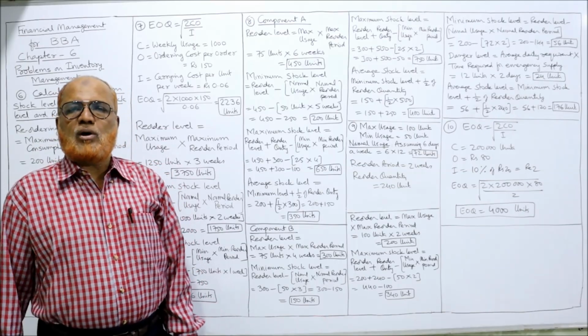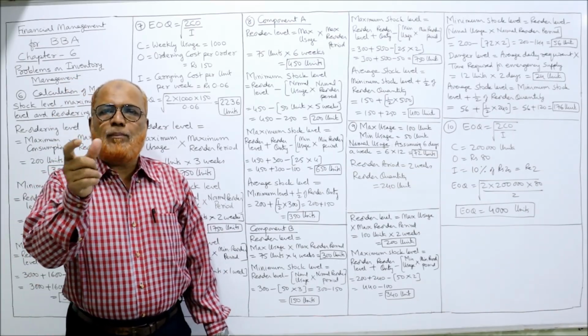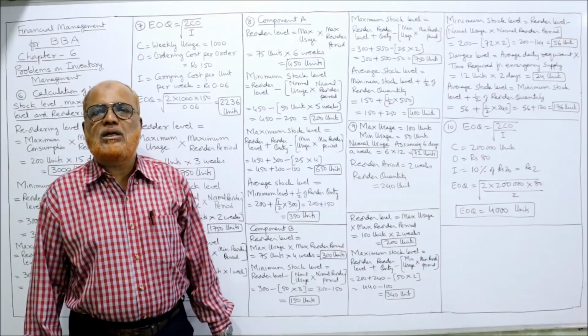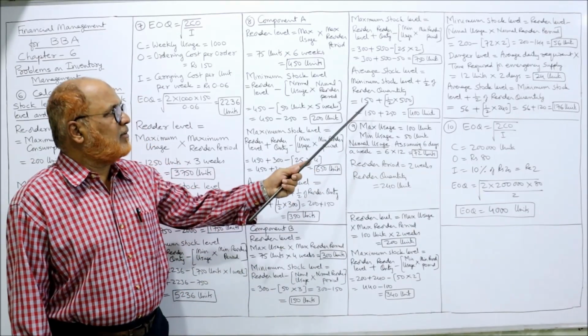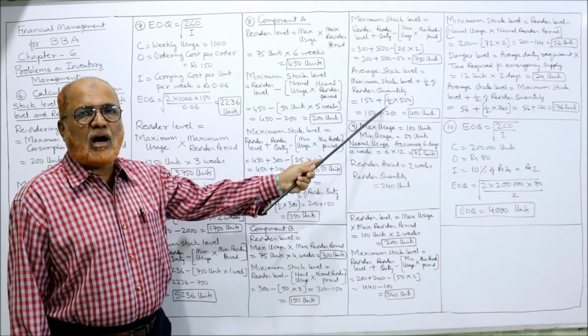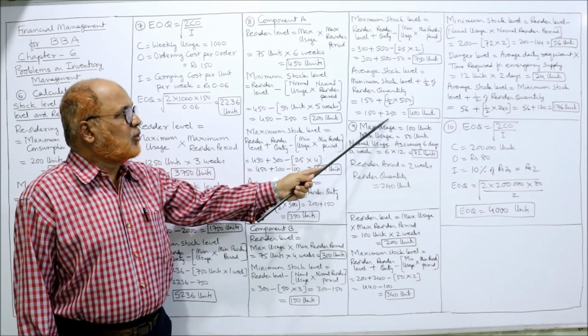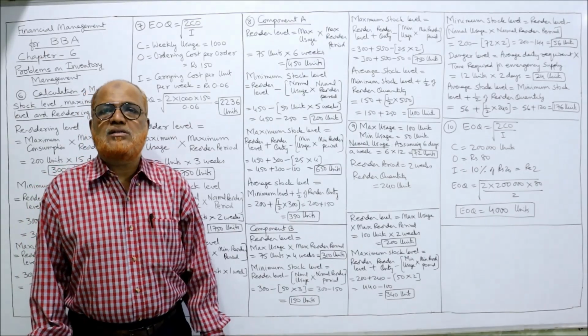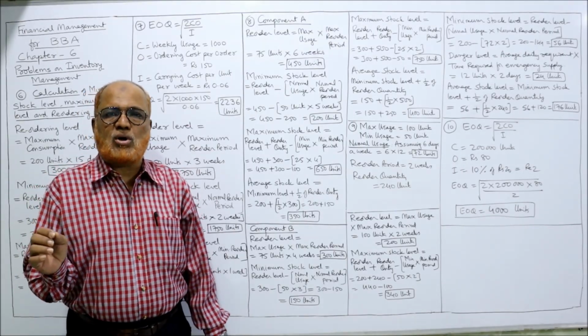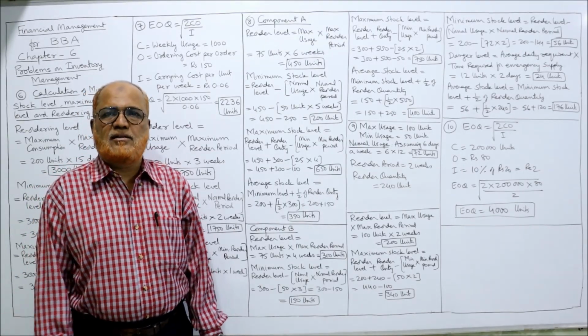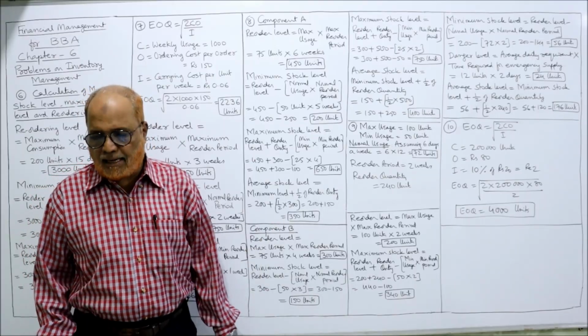Next is average stock level: minimum stock level plus half of reorder quantity. So minimum stock level is 150 units. Half of reorder quantity, 500, is 250. It is given in the problem. So 250 plus 150, 400 units is the average stock level. That's it. This is the end of problem number 8.